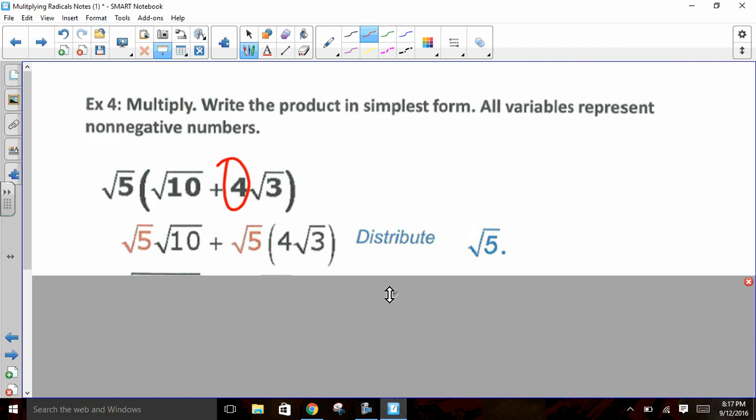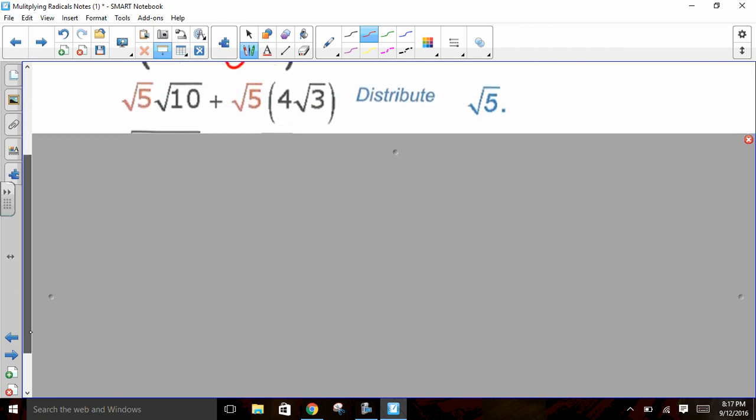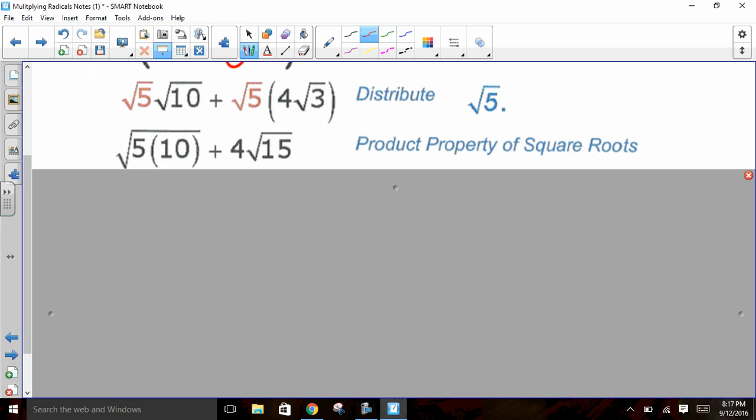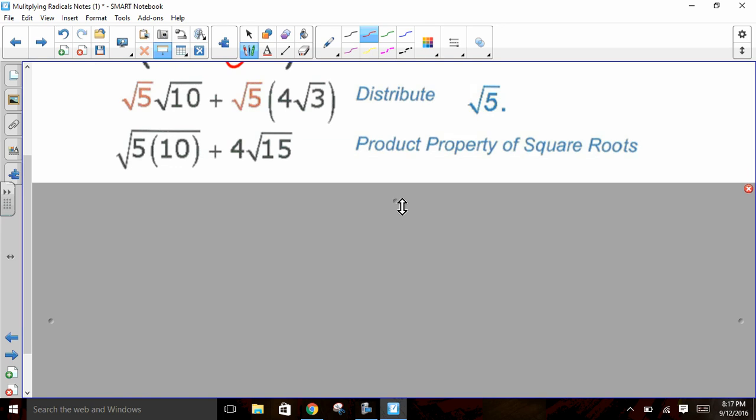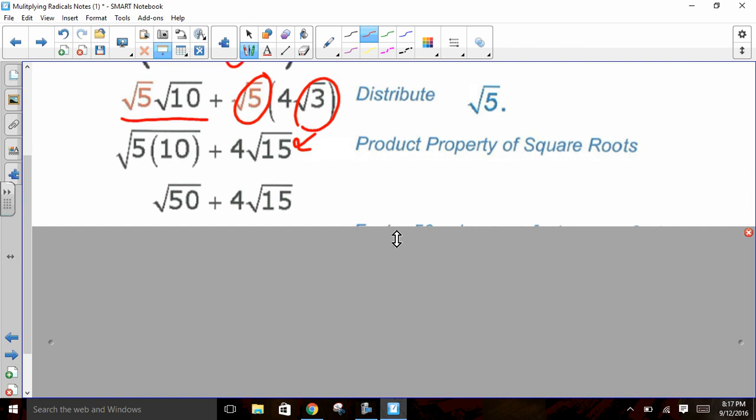So first things first is I distribute that square root of 5. I can multiply these through. I can multiply my 5 and my root 3. That's how I get that 15. Again, 10 times 5 is 50.